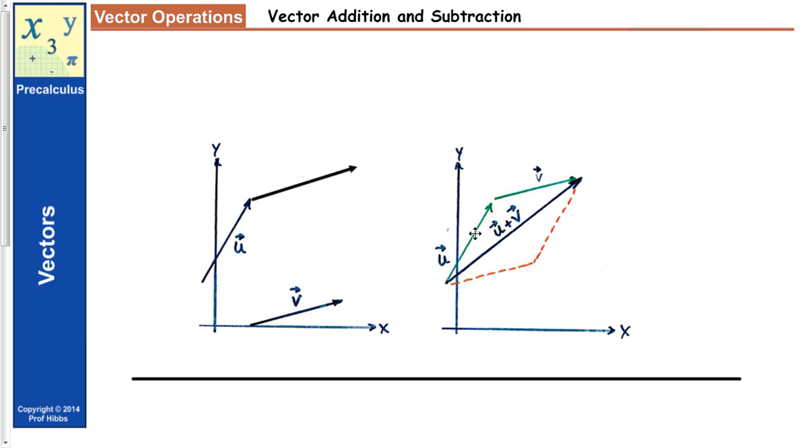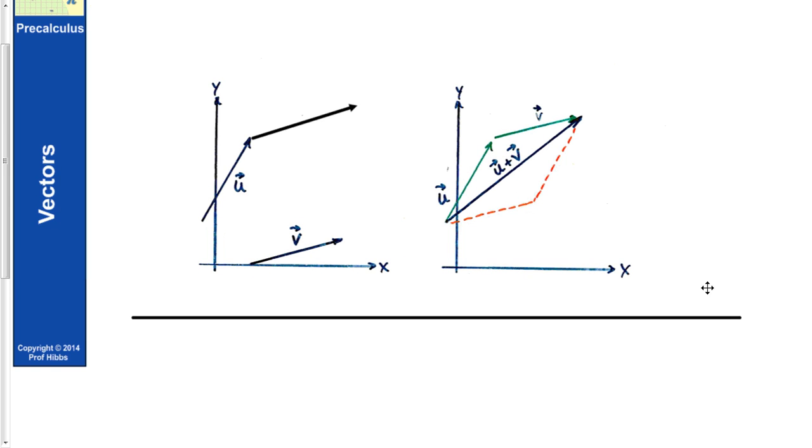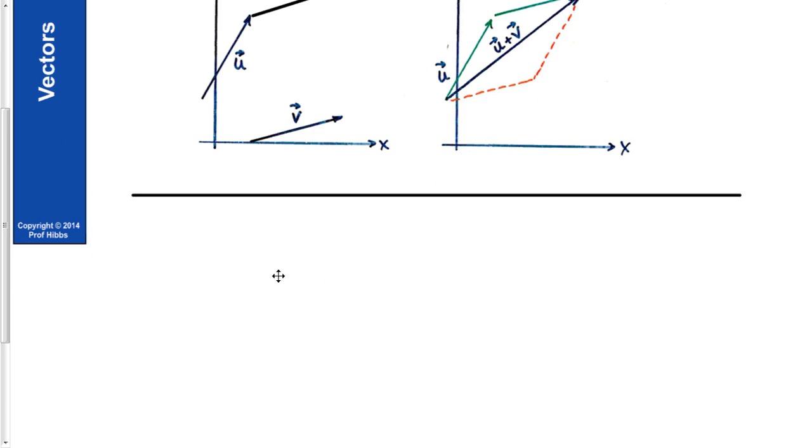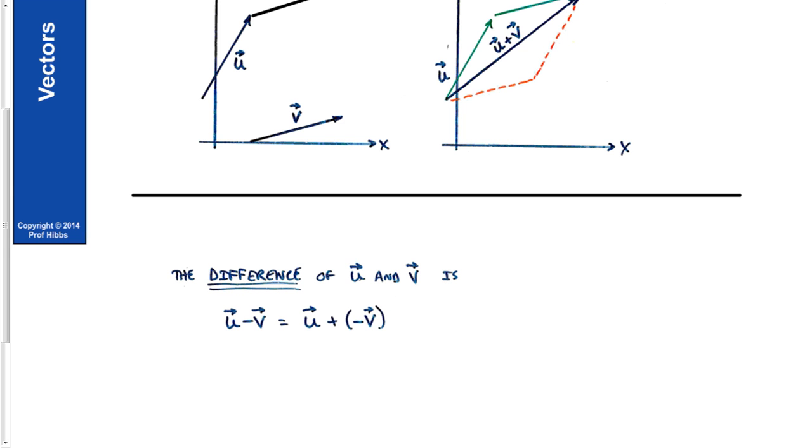So here is my original u. Here is my v moved to this position. u plus v starts at the beginning of u and stops at the ending of v. So this dark vector right here is u plus v. Okay, and that's not really too hard to do. Sometimes it's a little clunky, like I said, because we can't really pick those up very well.